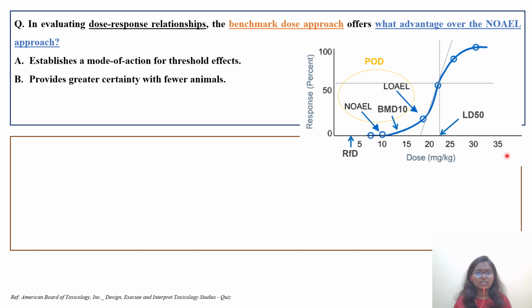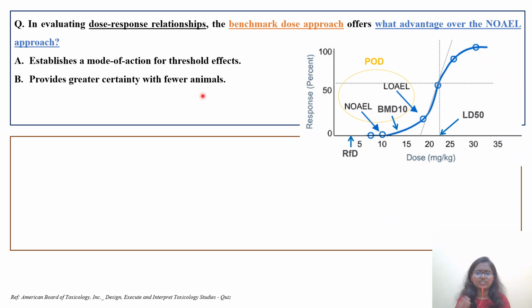Let's see. Then next we have option number 2: provides greater certainty with fewer animals. Always remember, whenever the sample size is decreased, it becomes very difficult for us to justify statistically. In order to establish statistical significance, the n level should be more than 3. For OECD 408 repeat dose toxicology studies, the OECD guidelines suggest that at least 5 per sex per dose should be there.